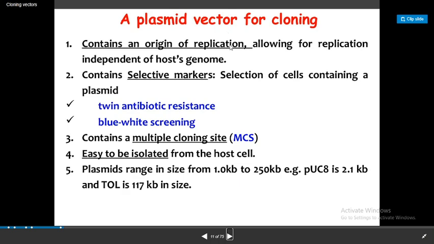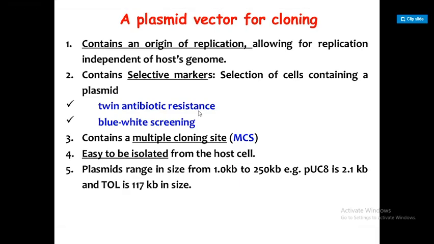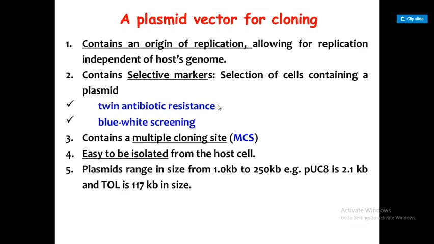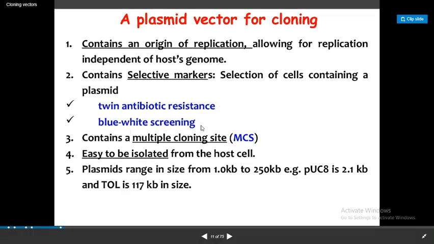Next, the plasmid vector for cloning. What are the characteristics? There should be an origin of replication, and antibiotic resistance genes, which are the selectable markers: one is ampicillin resistance and another is tetracycline resistance. How can you understand whether the plasmid is recombinant or not? How can you identify it? Using the blue-white screening method.